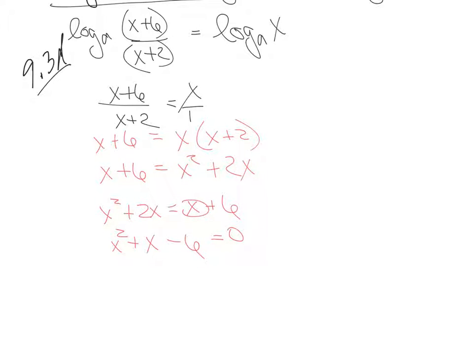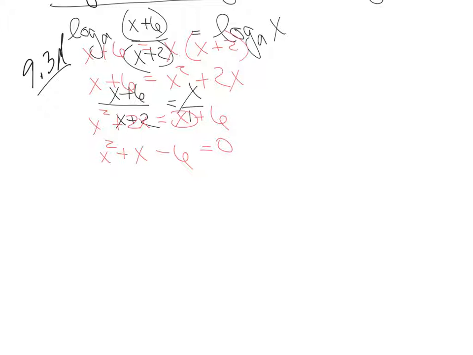Okay, now I can do my 2 binomials. Just factor it: an x, a 3, and an x, a 2, equals 0, and that's going to be plus, and that's going to be minus. So my x value equals negative 3 or positive 2.